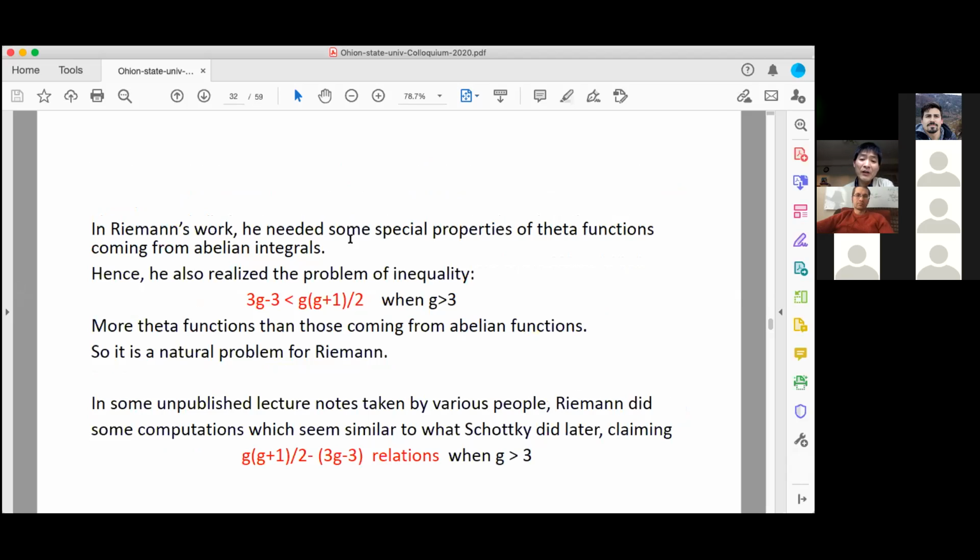Now, in Riemann's work, he also needed some special property of theta functions coming from abelian integrals. He also realized this problem, 3g minus 3, which is less than g times g plus 1 over 2 when g is bigger than 3. So there are more theta functions than those coming from abelian functions. So this is a natural problem for Riemann. But Riemann did not publish anything related to the Schottky problem. On the other hand, in some unpublished lecture notes taken by various people, Riemann did some computation which looks very similar to what Schottky did later, claiming that there exist so many relations of this kind.